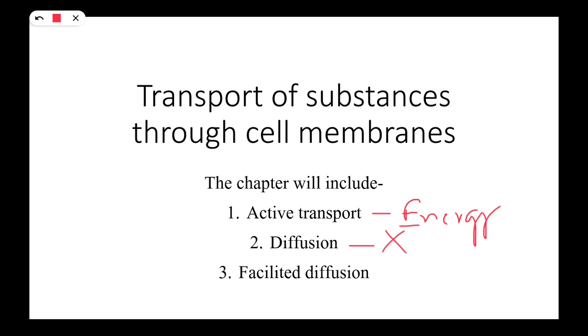While in facilitated diffusion, which is also known as carrier-mediated diffusion, substances are transported by diffusion through a membrane using specific carrier proteins. But since in facilitated diffusion, just like diffusion, the movement across the cell membrane happens from high concentration to low concentration, that is along its concentration gradient, no extra energy is required.